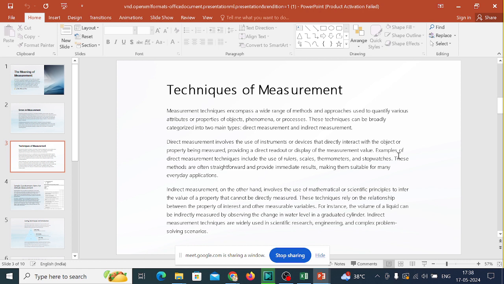Now, what is direct measurement? Direct measurement involves the use of an instrument or device that directly interacts with the object or property being measured.